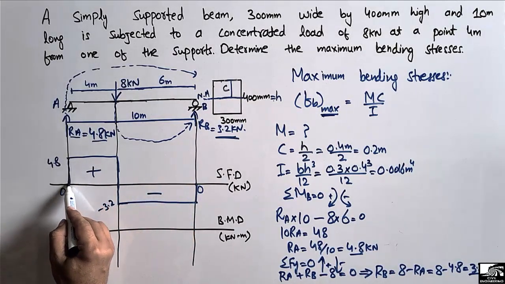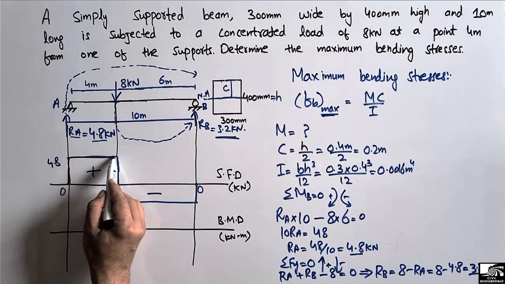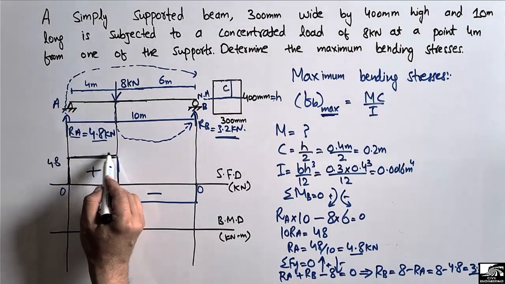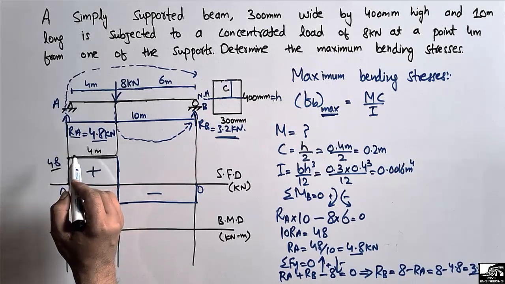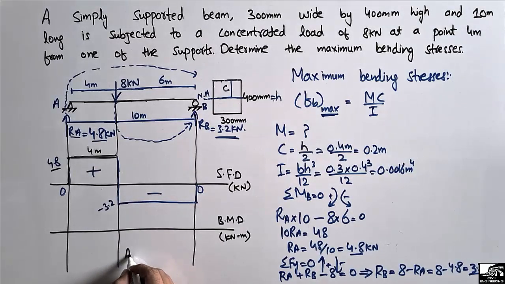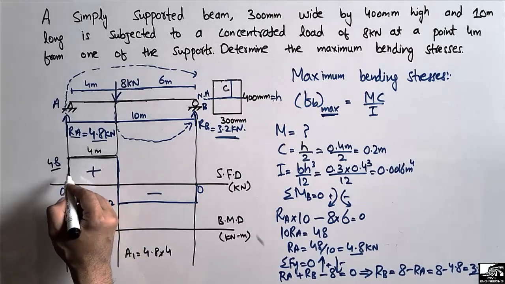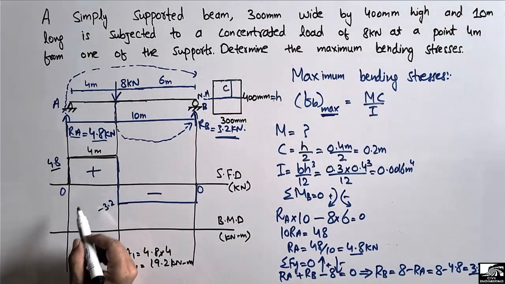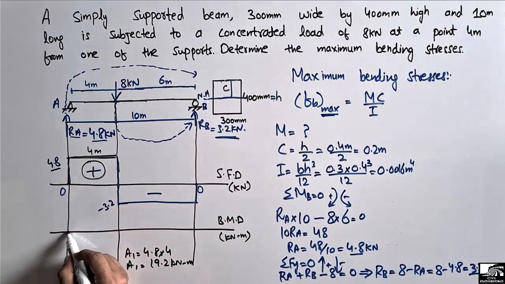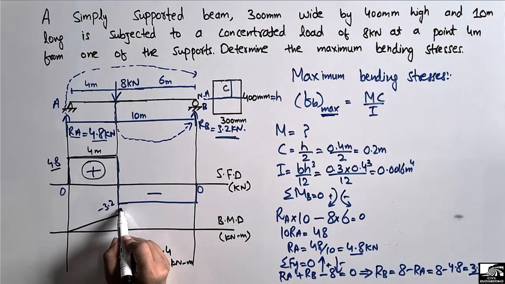This is the height of the shear box, 4.8, and the base is 4 meter, because this is 4 meter length. This will give us the bending moment value. Let's suppose this area is A1. So it will be 4.8 into 4 meter, because this is a rectangle, so we find the area of this rectangle. It comes out to be 19.2 kilonewton meter. It will be positive because it is in the upward direction. So the bending moment will also be positive here, and it is 19.2 kilonewton meter at this point.